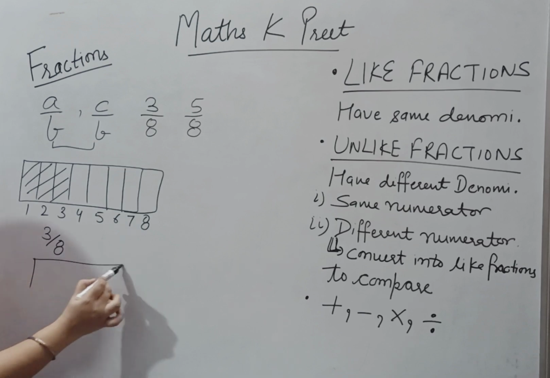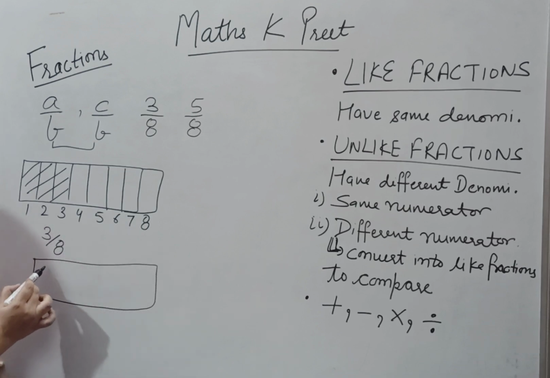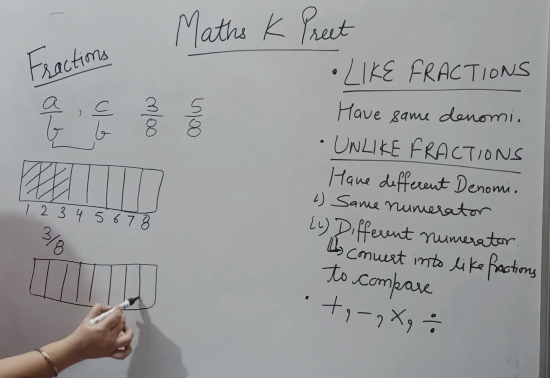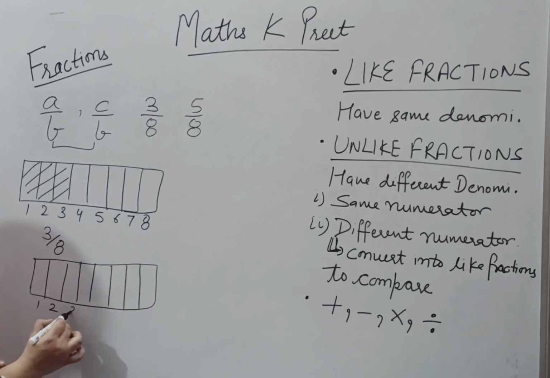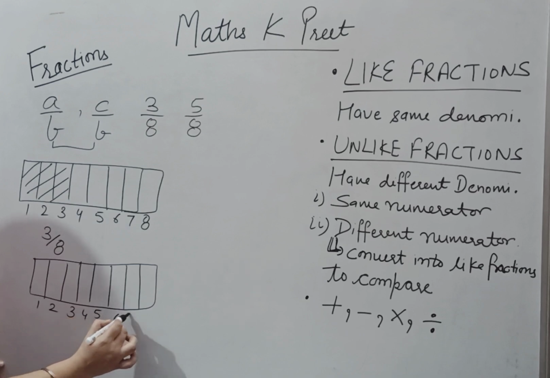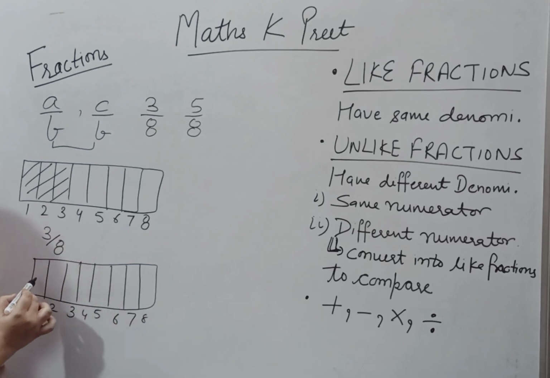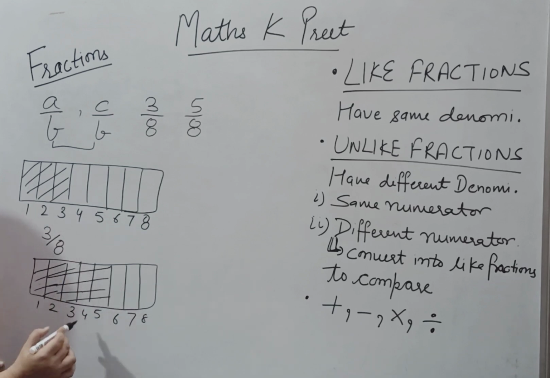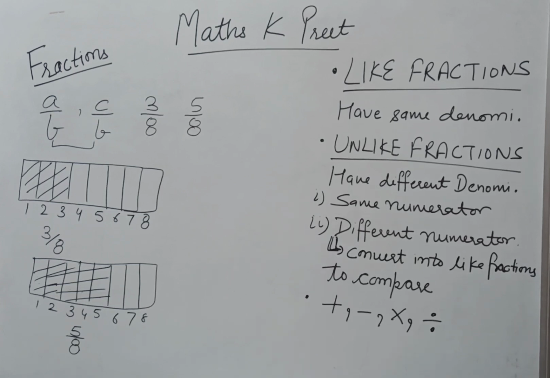And in the second diagram of the same whole, these are again 8 equal parts of the same whole, and we are taking the first 5 parts: 1, 2, 3, 4, 5. So this region is the fraction 5 by 8. Clearly from here you can see which one is greater. Obviously from the diagram it's very clear that 5 by 8 is greater.